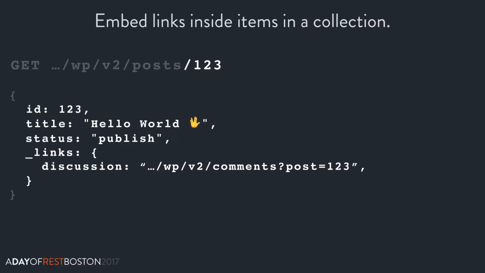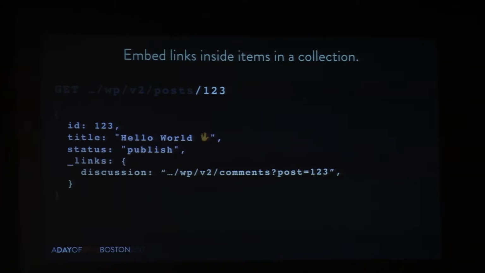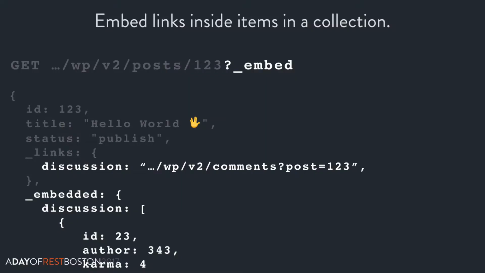Another really handy thing that you can do on top of this is embedding the related objects directly in the response of the REST API. So as you can see in underscore links, we have the discussion key, which links to the comments. If we add underscore embed to the end of any request as a param, we'll automatically get an underscore embedded property of the response, and we'll get all of the embedded objects in there as well.